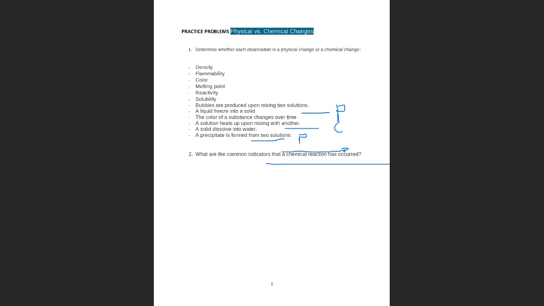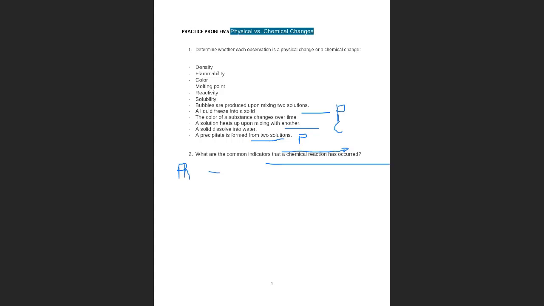Let's talk about solubility. If something dissolves in water, I still have the same substance. I didn't create a new substance. So solubility will be a physical property.